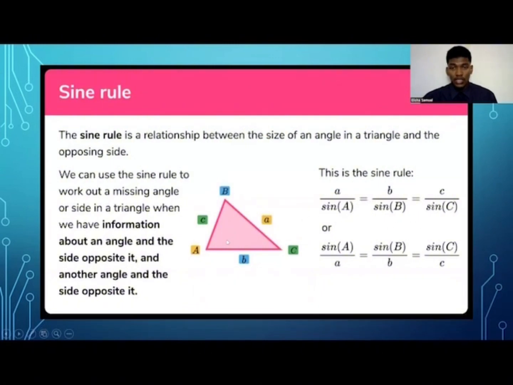When we want to use the sine rule, we are given two angles and one side length in a triangle that is not right-angled, or given two side lengths and one angle in a triangle that is not right-angled. Okay, this is the formula for sine rule. Okay, now we are going to the fourth formula.